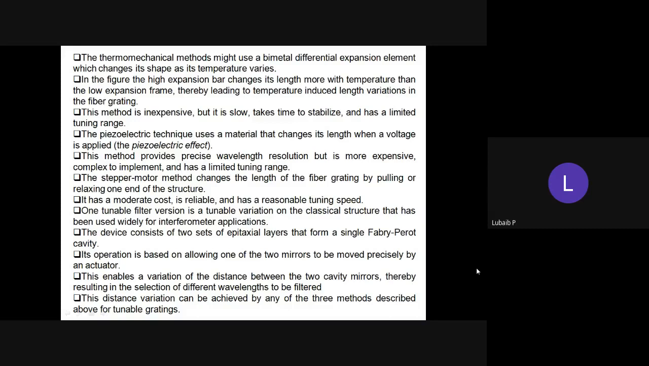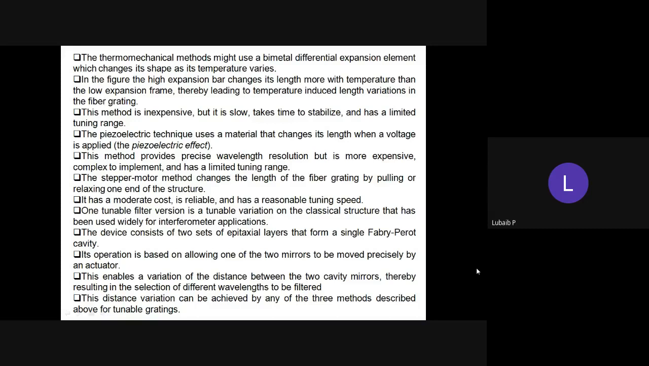Another one is called the piezoelectric technique. The piezoelectric technique uses a material that changes its length when a voltage is applied. I think all of you are familiar with the piezoelectric technique. It is nothing but this: when we apply an electrical field on the opposite faces of a piezoelectric crystal, that may result in a mechanical vibration or elongation on the opposite face. The reverse is also possible. That is the piezoelectric effect.